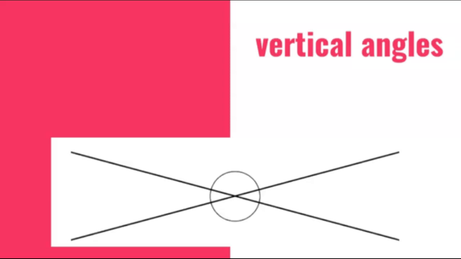So let's say this angle here on the left is 30 degrees. If it's 30 degrees, that means this angle on top, notice that it forms a straight line, so it must be 180 minus 30 degrees. This is 150 degrees.